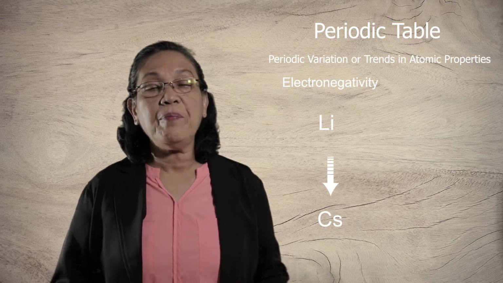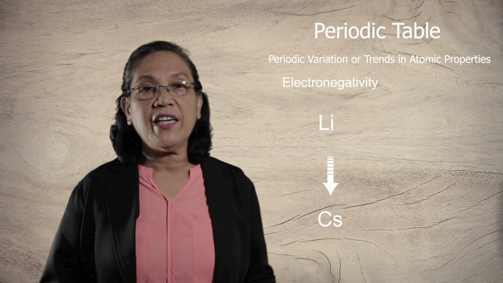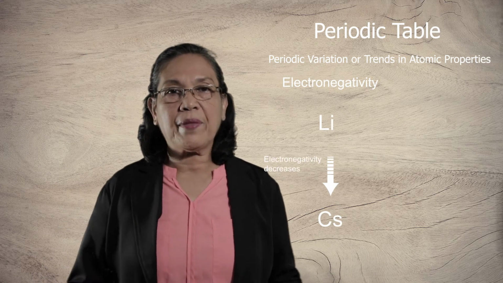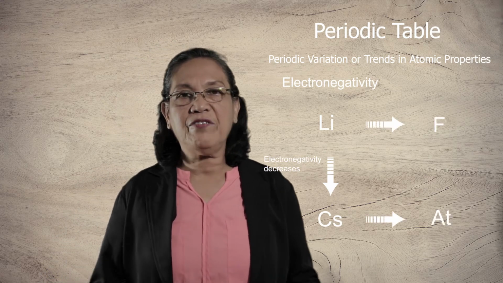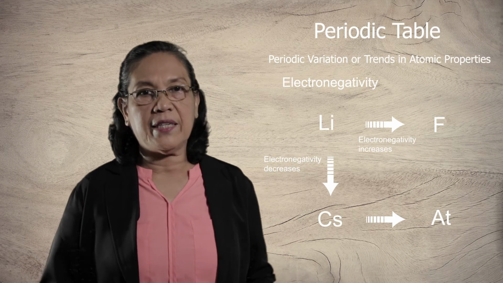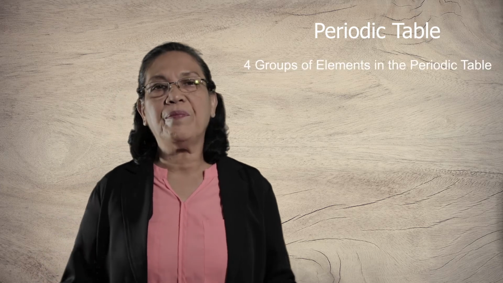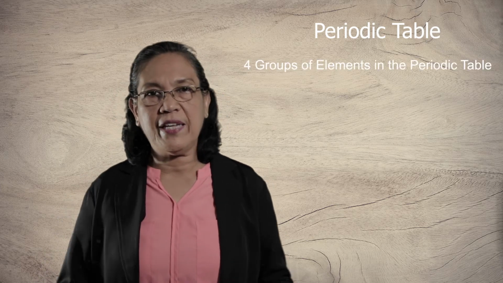As you go down the periodic table, electronegativity decreases, while as you go across the periodic table, the electronegativity increases. So those are the periodic variations of the elements as arranged in the periodic table. Then let's go to the different groups of elements in the periodic table.